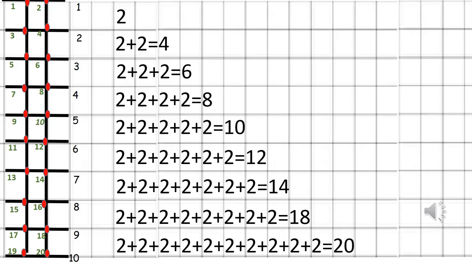Similarly, in the fifth line, we are adding 2 5 times. If you count, you will see your sum will be 10, and see the dot number in the fifth line is also 10. Like this it goes on, and finally in the 10th line we are adding 2 10 times, and the answer is 20, and see the dot number on the 10th line is also 20.